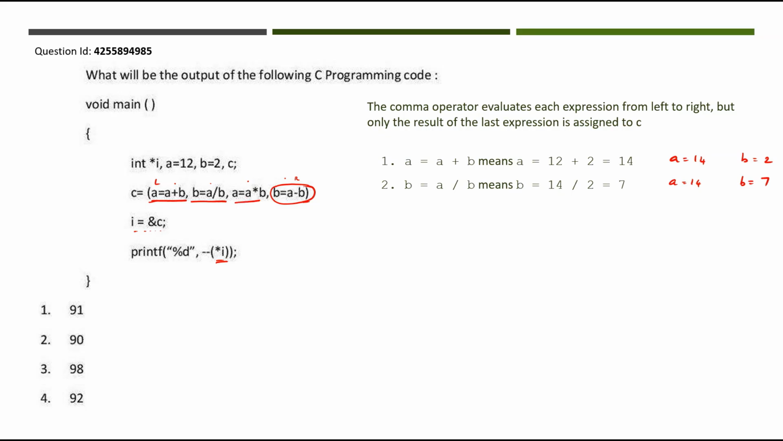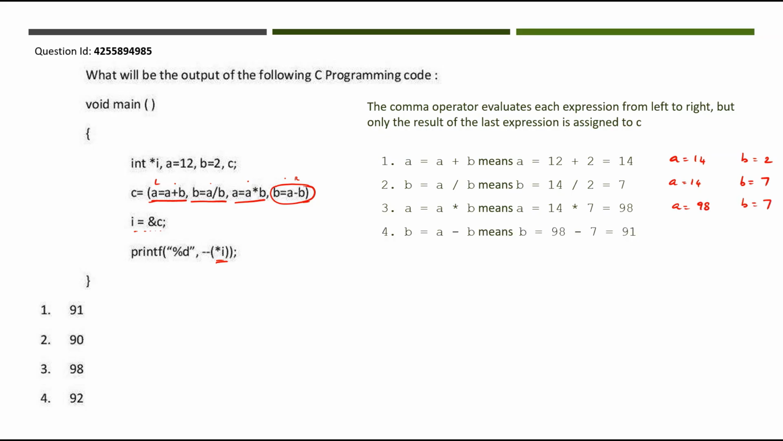Now we will go for the third expression. A is equal to A into B. Now A is 14 and B is 7. 14 into 7 will give you 98. This is A. So A is 98 and B is still 7.